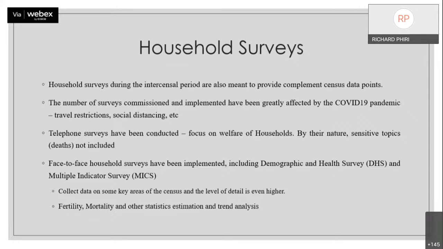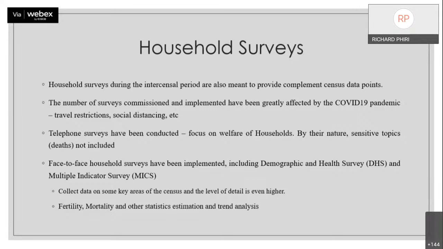We have tried to do a welfare survey, which was done through mobile phones. However, because of the sensitivity of the issue of death, we advised not to include questions around death, because ethically we couldn't provide the proper platform for asking those sensitive questions. So we basically focused on the welfare of households, which we feel, to a certain extent, is linked to the impact of COVID-19.